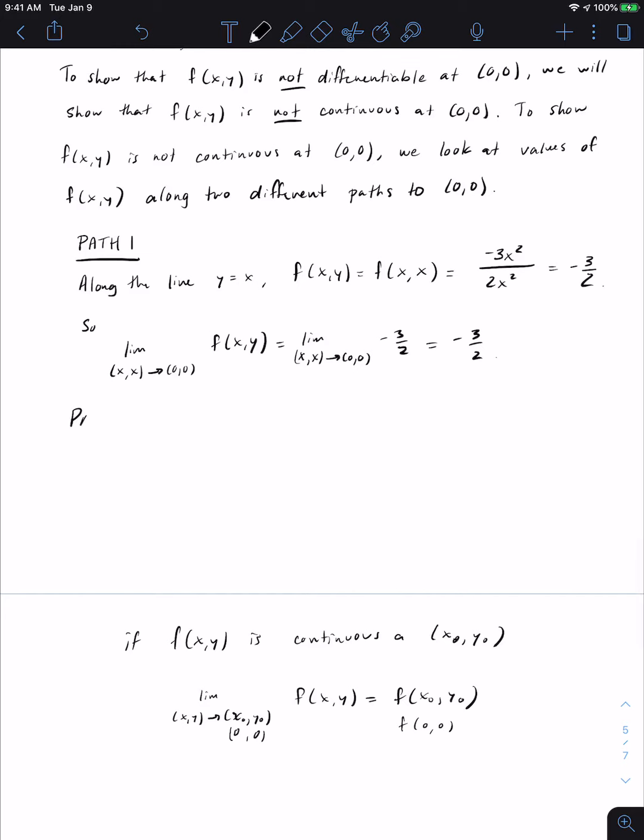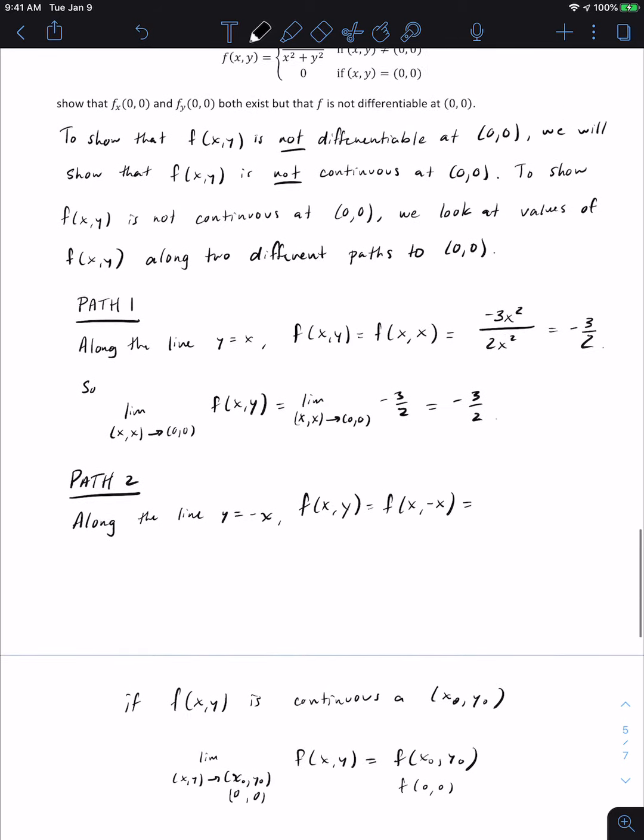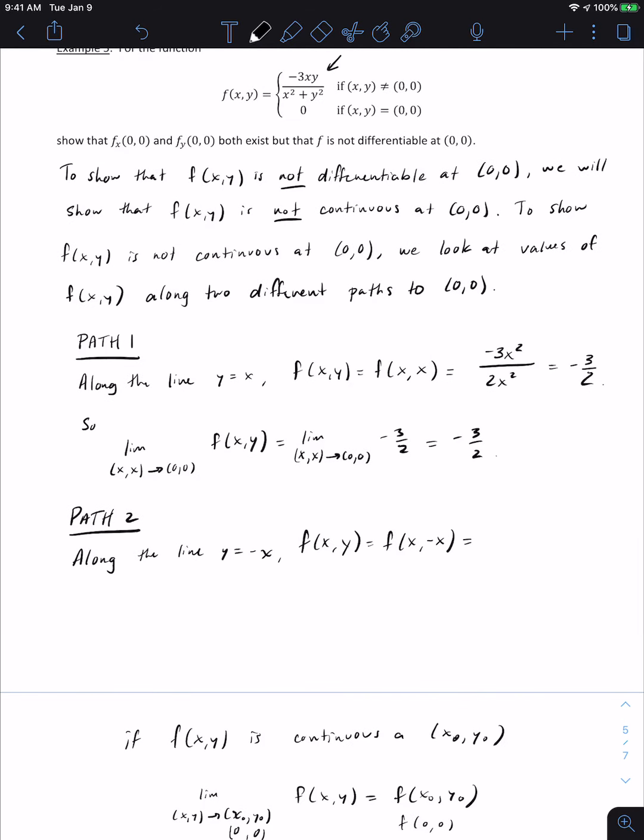So now let's look along a different path. Along path 2, this time let's do the line y equals negative x. So this time if I'm along y equals negative x, then my function f of x, y is no longer x, y, it's x, negative x because y is equal to negative x. Again I plug it into that first function, plugging in x for x and negative x for y. The negative signs cancel with each other, and I have an x squared, right? So this looks like positive 3x squared over 2x squared. So this time I get positive 3 halves.